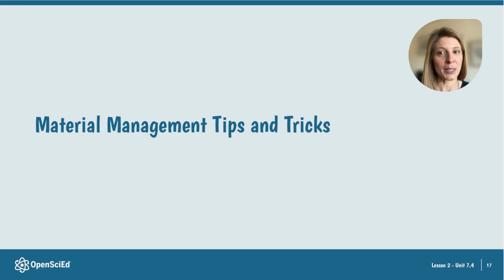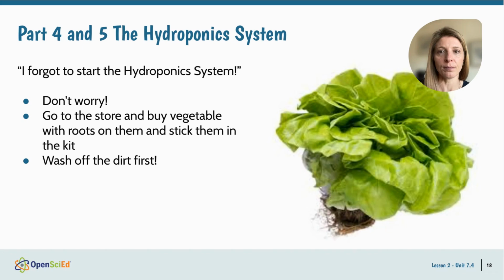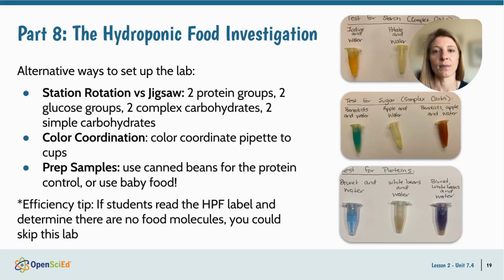Let's take a look at some tips and tricks that will help us move through this lesson possibly a little bit faster. All right. In parts 4 and 5, when we take a look at the hydroponic system, I can attest that this has been my problem before. I forgot to start the hydroponic system. No need to worry. If you didn't start it a month ago, don't panic. Just go to the store and buy vegetables like spinach or radish that already have roots on them and put them into your hydroponic kit. Just remember to wash off the dirt first.